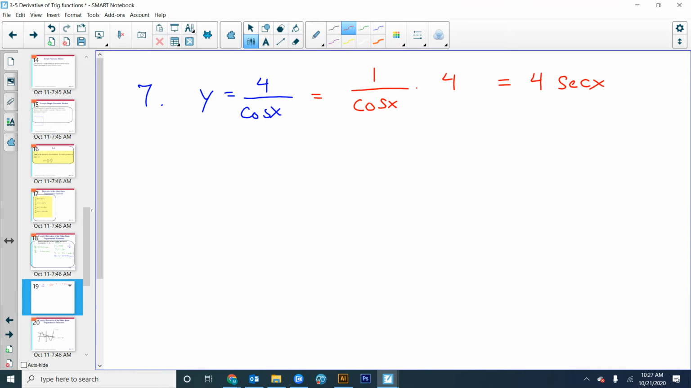What's the derivative of 4 secant x? Well, what's the derivative of secant x? Because the constant's just going to go along for the ride. Derivative of secant x is secant x times tangent of x. So the answer is going to be 4 secant x tangent x.